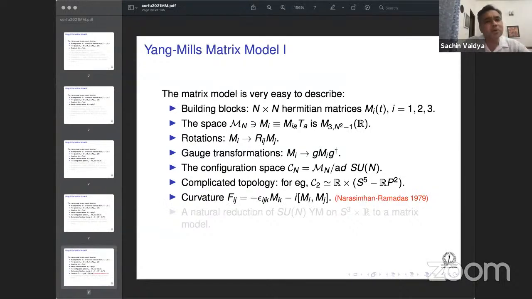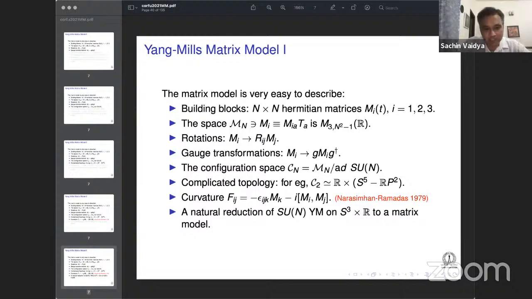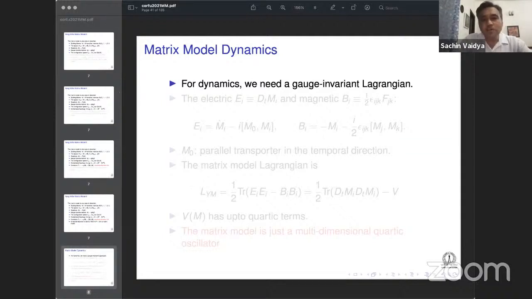We can also compute the curvature, the F_ij, for this particular matrix model. It was first done by Narasimhan and Ramadas in 1979. In fact, they were also the ones who identified the topology of C2. And although I don't have time to show this here, you can show that this particular construction of the matrix model is a very natural reduction of SU(N) Yang-Mills theory on S3 cross R. Okay. So much for the configuration space, or the kinematics. What about dynamics?